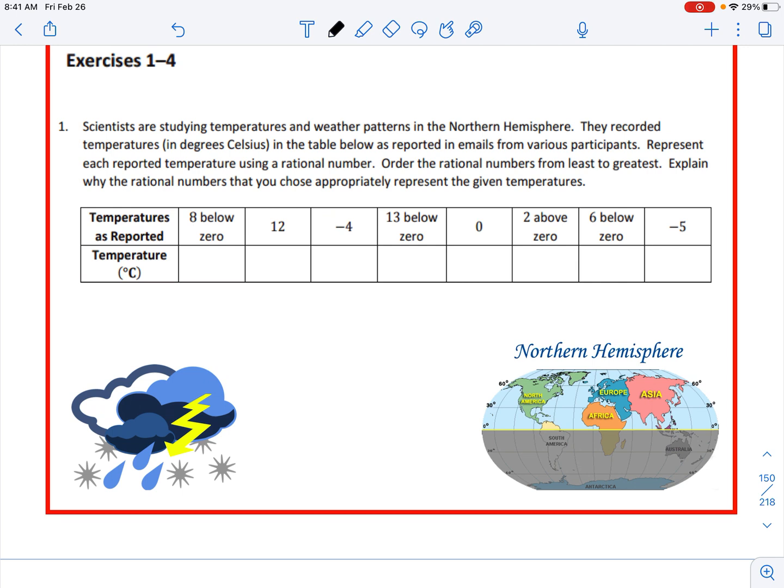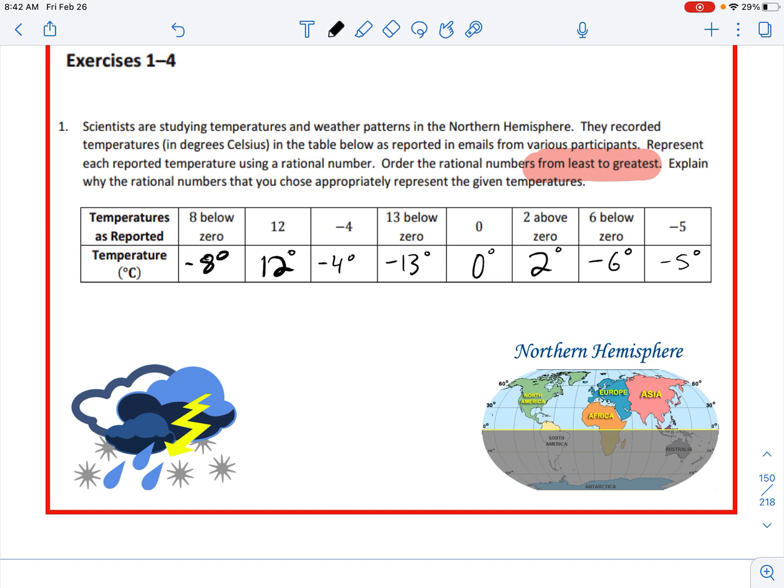So 8 below 0 would be negative 8 degrees. 12 would just be 12. Negative 4 would be negative 4 degrees. 13 below 0 would be negative 13 degrees. 0 would be 0. 2 above 0 would be positive 2. 6 below 0 would be negative 6 degrees. And negative 5 is just negative 5. So now they want us to order these from least to greatest. So go ahead and pause the video and try ordering these from least to greatest.